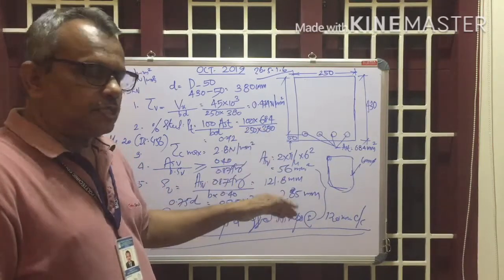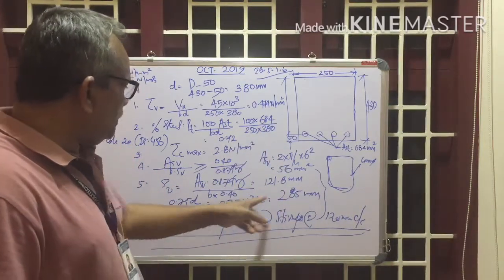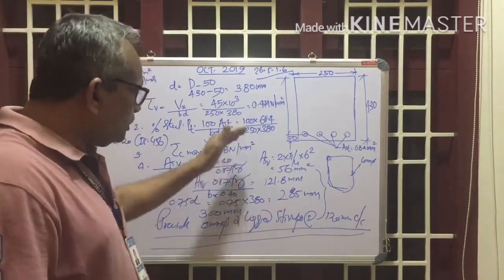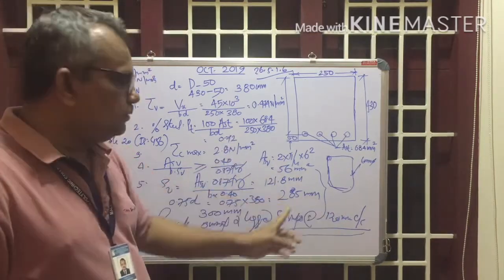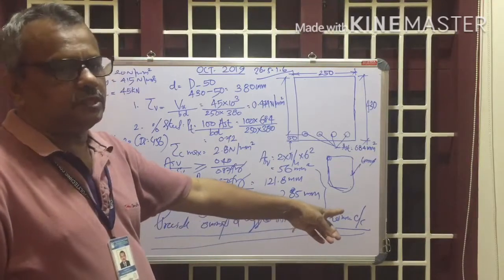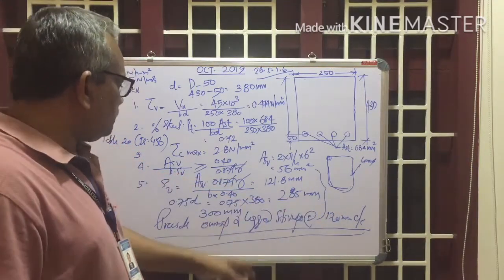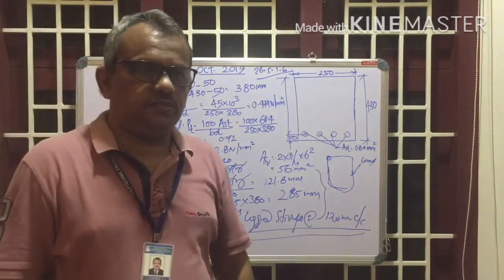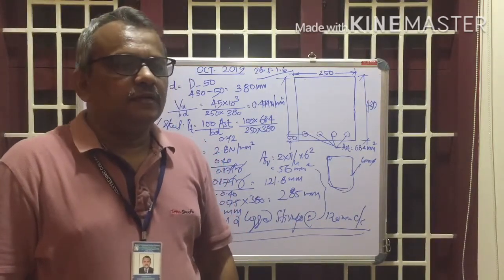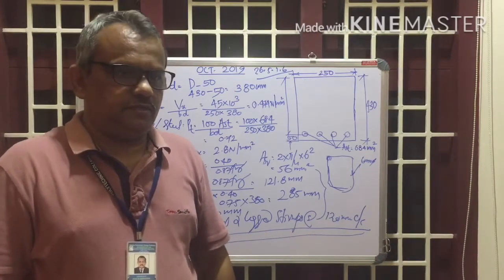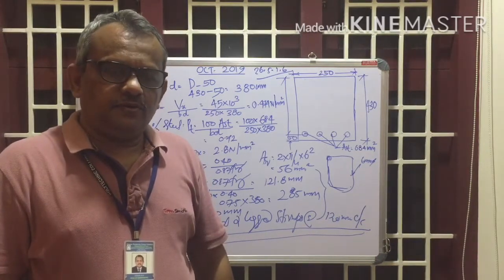And check the other two conditions also: 0.75 D, 285 mm, and maximum spacing 300 mm. Out of these three, take the minimum value, that's equal to 120 mm center to center. So provide 6 mm diameter two-legged stirrups at 120 mm center to center. This is the method of designing shear reinforcement when the factored shear force is given. Okay, it's clear to you?